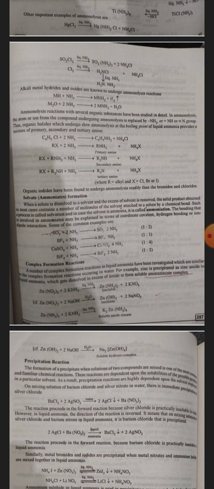Nearly all covalent inorganic halides, when dissolved in liquid ammonia, undergo ammonolysis. Ammonolysis reactions occur with several organic substances, which have been studied in detail. In ammonolysis, the atom or the ion from the compound undergoing ammonolysis is replaced by NH2. The organic halides which undergo ammonolysis provide a mixture of primary, secondary and tertiary amines.